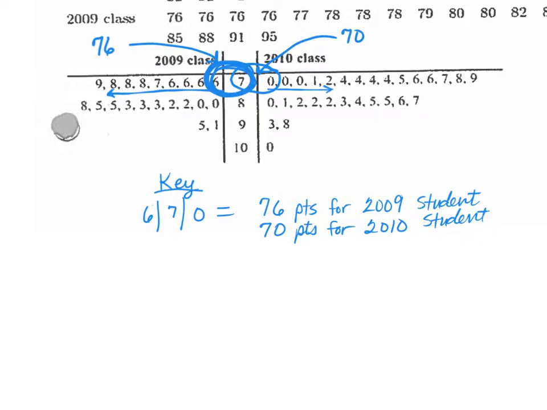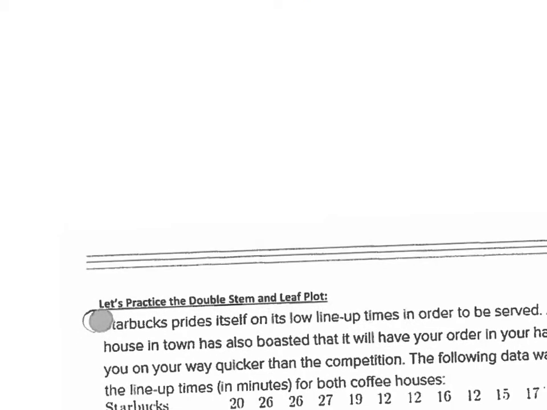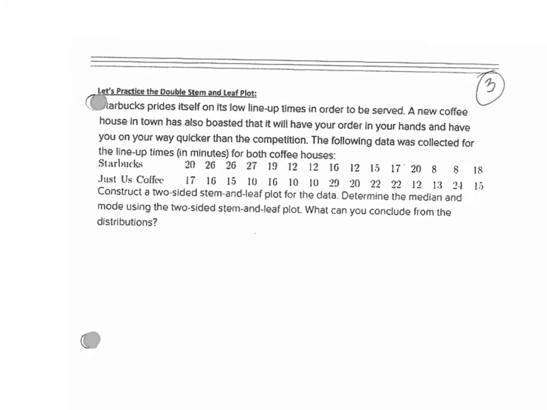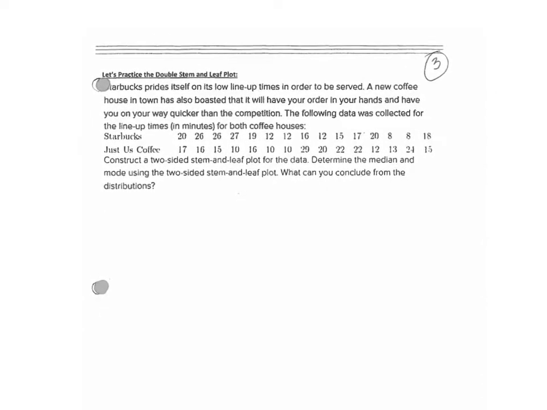Okay? Questions there? All right, moving on to the next one. You are now going to make a double stem and leaf plot, but it has a lot less numbers. So this is about the minutes that it takes to get your Starbucks or your Just Us coffee. And I sure hope that these are not real numbers because these go from 8 minutes to 29 minutes.